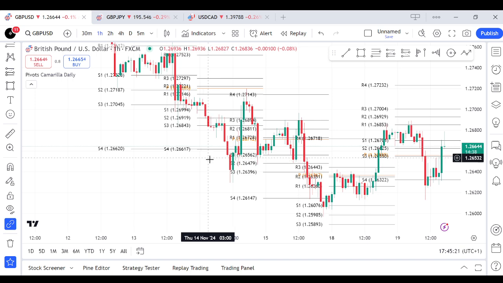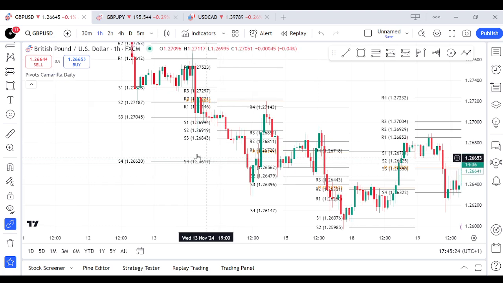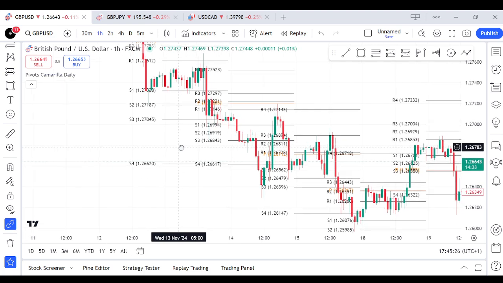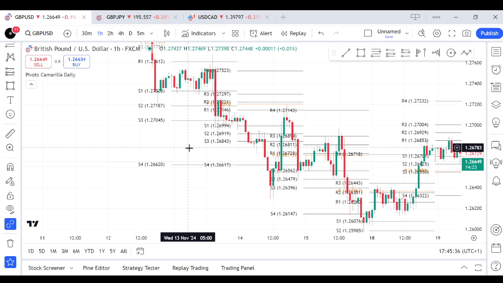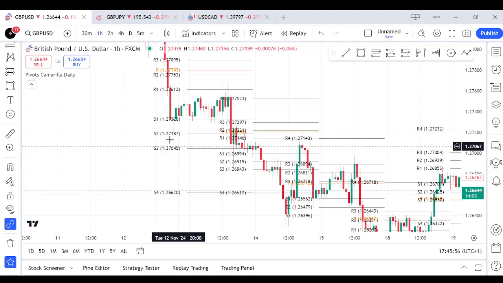So a mean reversion trade is when you expect the price to reverse direction after reaching a certain level. With Camarilla pivot points, R3 and S3 are often considered strong reversal points. So if the price approaches S3, this is typically seen as a potential buying opportunity, as the market might be oversold and could reverse upwards. Similarly, if the price nears R3, this can be a selling opportunity, as the market might be overbought and could reverse downwards. So for example, let's hop on the chart.